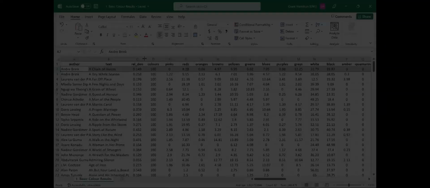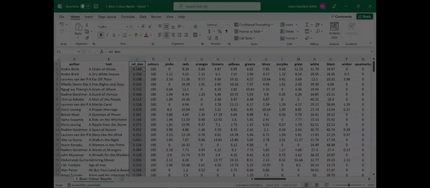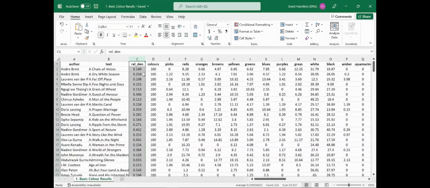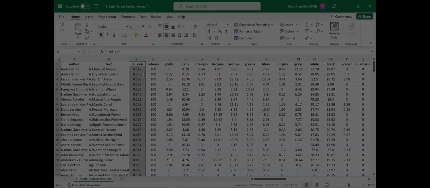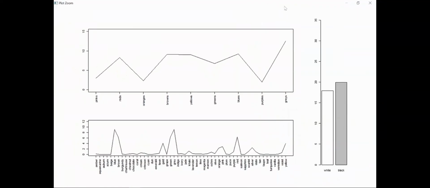The one figure that perhaps won't immediately make sense is that of relative density, which you can see here in column C. The relative density score represents the percentage of a text that are colour words, but importantly, after function words have been removed. So again, looking at Brink's novel, we see that 1.5 words in every 1,000 is a colour word. This gives us a sense of the colour richness of a text, or put another way, how important colour seems to be to the text at large. This is information that can be represented graphically, and here what you see is J.M. Coetzee's 20th century novels represented in terms of their colour use.